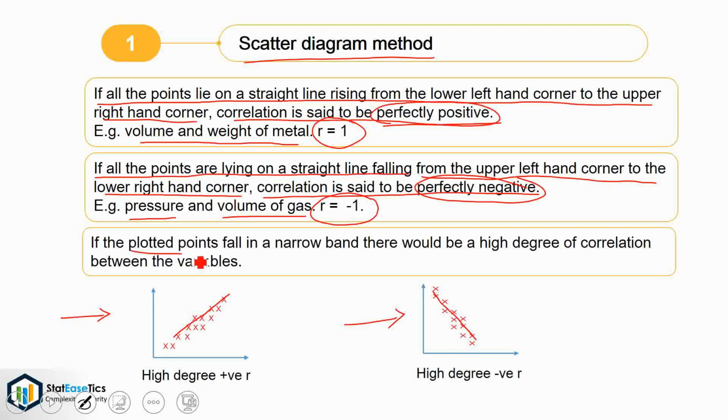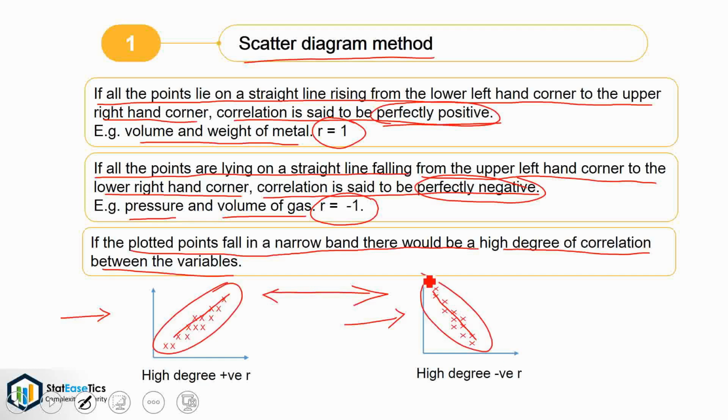If the plotted points fall in a narrow band, there would be a high degree of correlation between the variables. As we can see in both the plots, here the points are very densely located, hence it forms high degree of correlation.